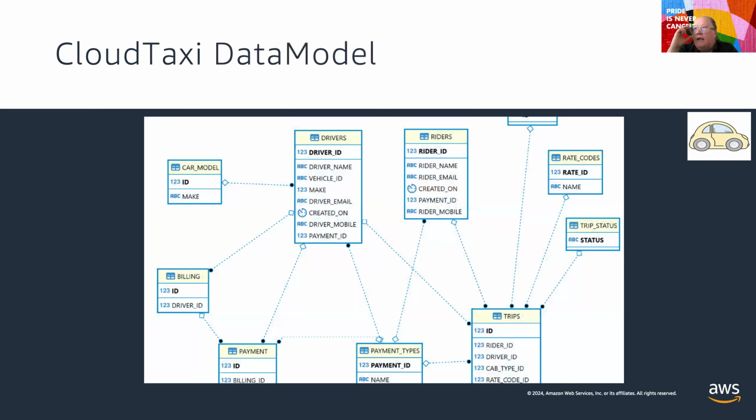So the cloud taxi data model is also quite a typical relational database model, as it is a traditional database. So you have drivers and you have riders, which are the customers. You have different trips and you have payments and payment types and billing and car models and different kinds of rate codes. So that is all nice. So if we take those challenges and start thinking about what would we change, if we would change anything, let's take the key use cases that we see with those challenges.